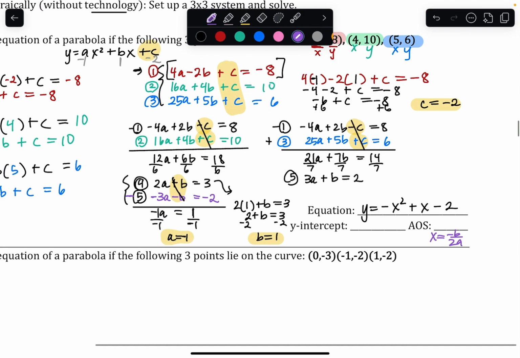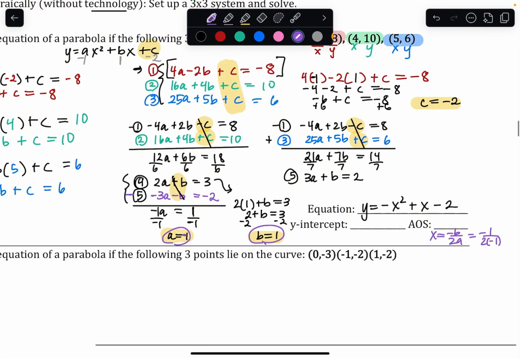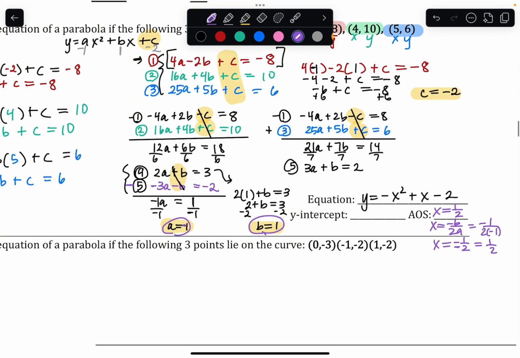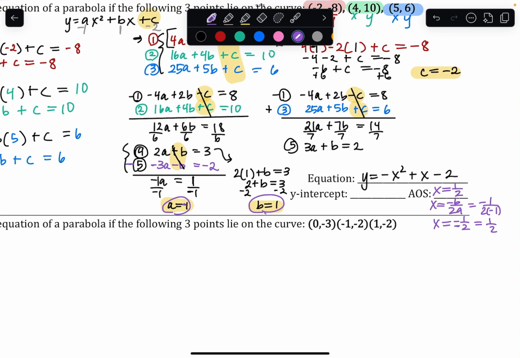We know b is 1, and we know a is negative 1. And so the x, or axis of symmetry, is negative 1 over negative 2, which simplifies to 1 over 2. So x equals 1/2. And then our y-intercept is just our c value, and so 0, negative 2.